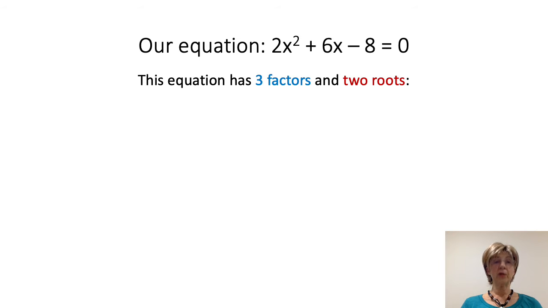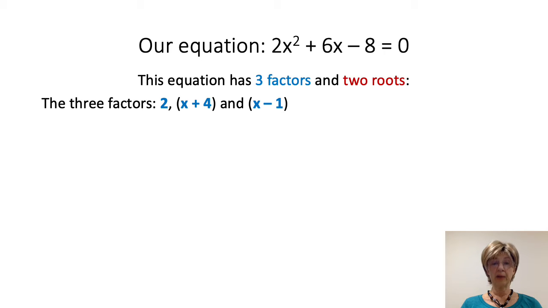So here's our equation again. This equation has 3 factors and 2 roots. The 3 factors were 2, x plus 4, and x minus 1. The 2 roots are minus 4 and 1. If I seem to be belaboring this point, bear with me.